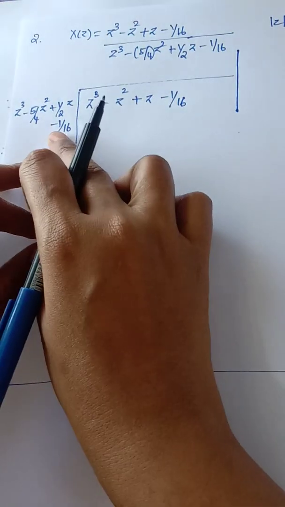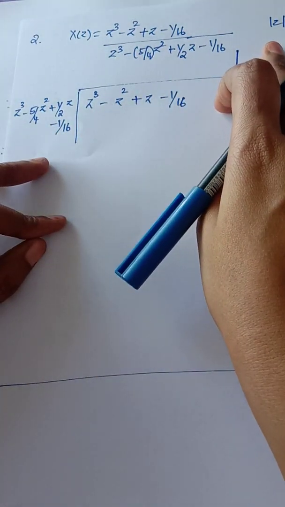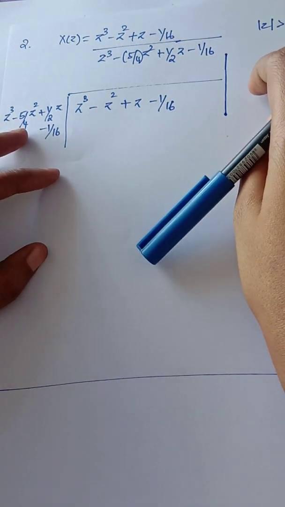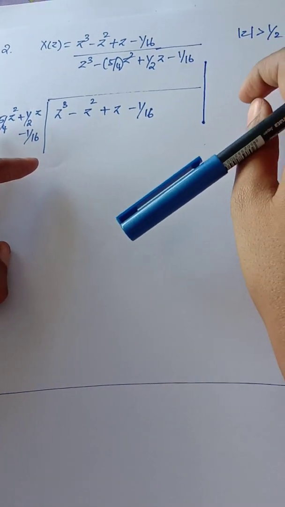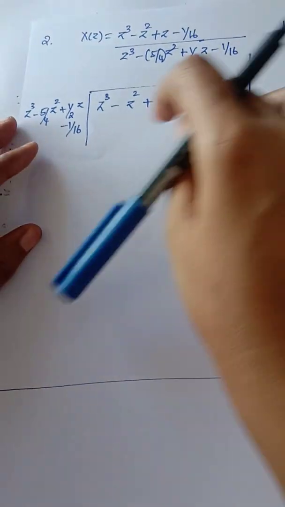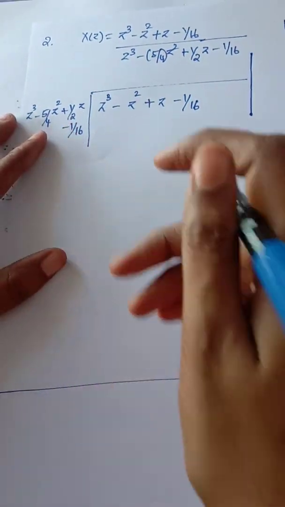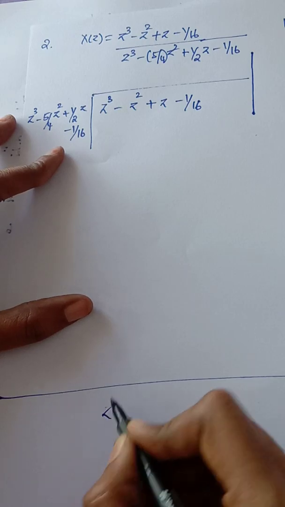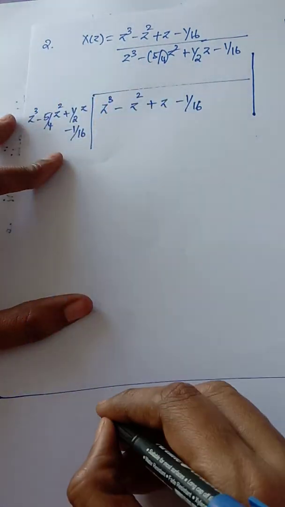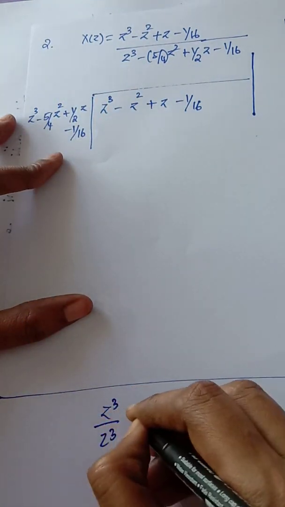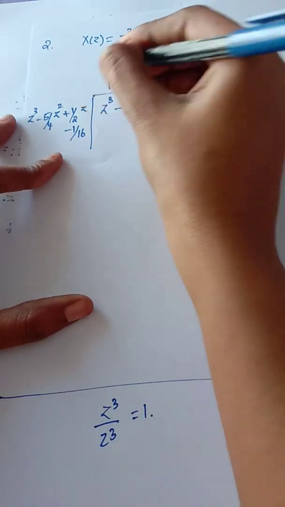Now see the second problem. Here also it is given that mod z is greater than 1 by 2, so it is also a causal sequence. So I have written it in terms of decreasing powers. Okay, so the first step: here you need to consider these two terms, z cube by z cube, which is equal to 1. So I am writing 1 here.